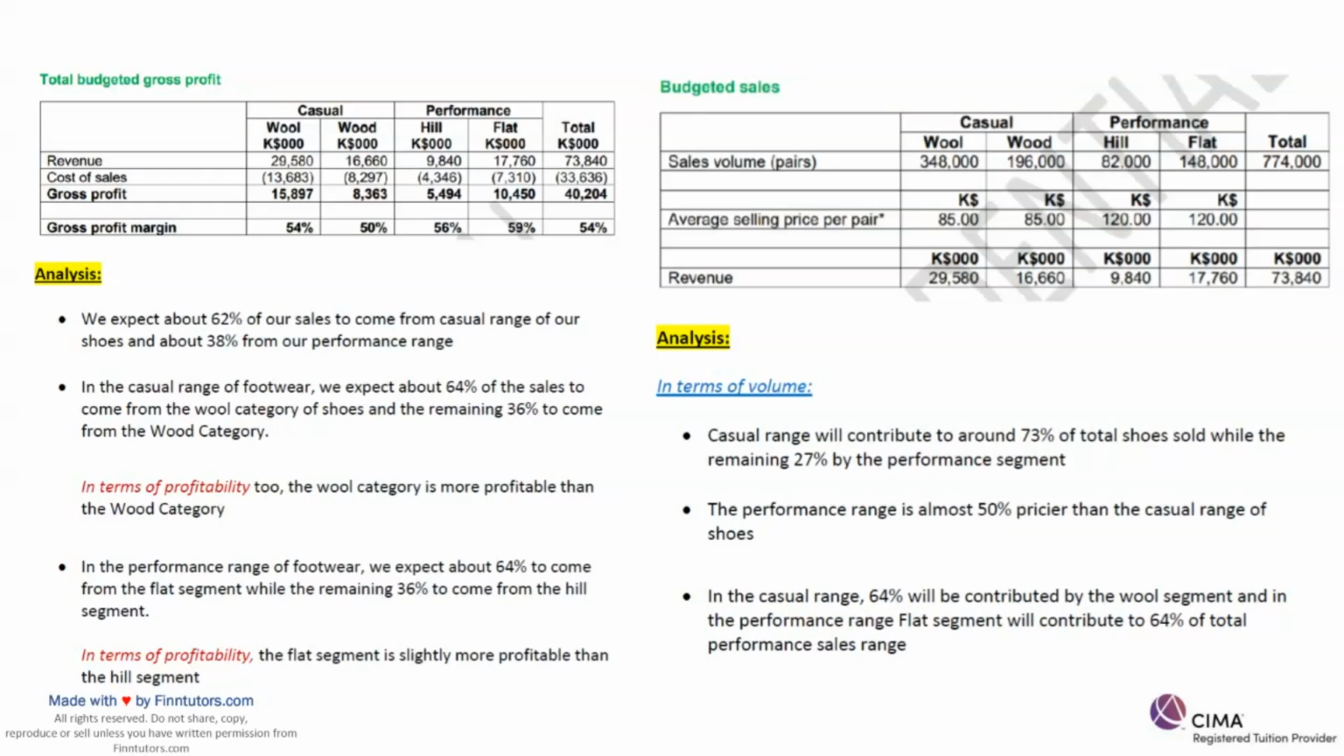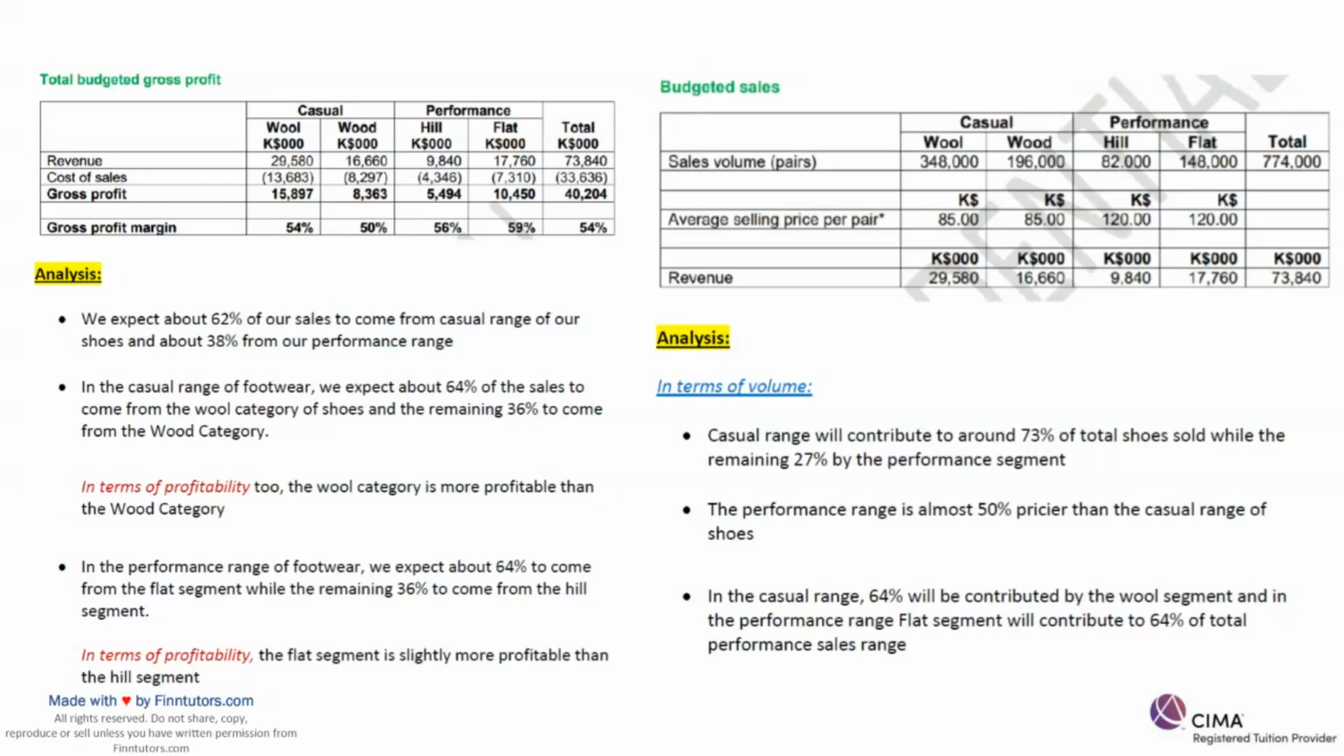In the casual range of footwear, we expect about 64% to come from the wool category and 36% from the wood category. So in the casual range itself, 64% is wool, 36% is wood. So by having these numbers, I can know what the customers want. The customers are currently preferring wool casual shoes. In terms of profitability too, the wool category is more than the wood category. As you can see, wool is 54% and wood is 50% gross margin. So currently we are selling more of a product with more profit margin, which is a good thing for my business, right?